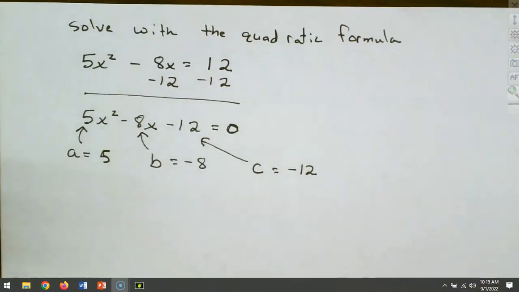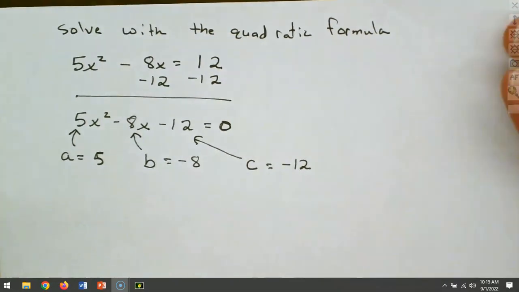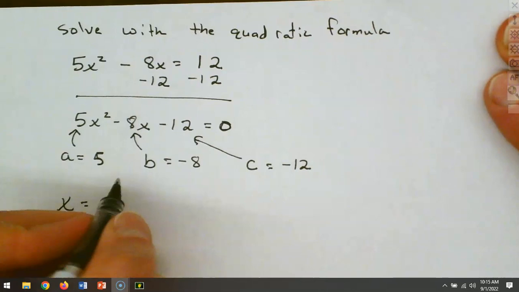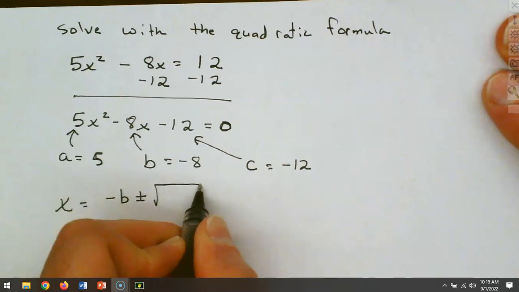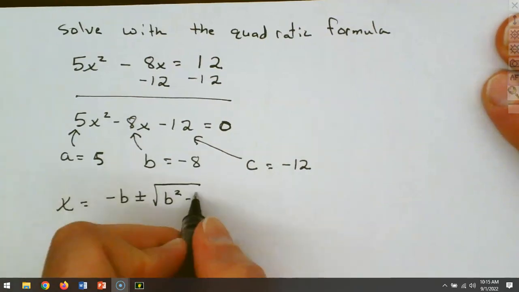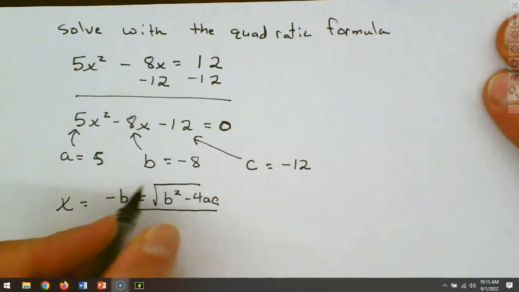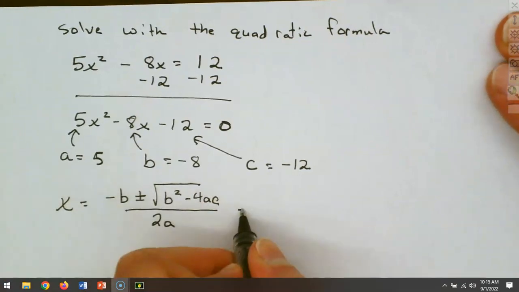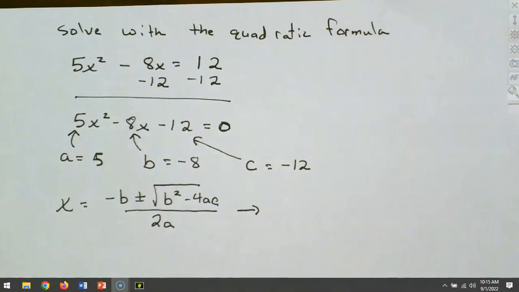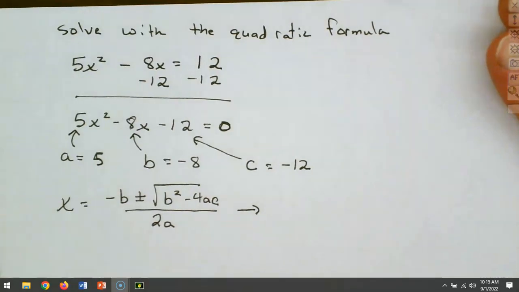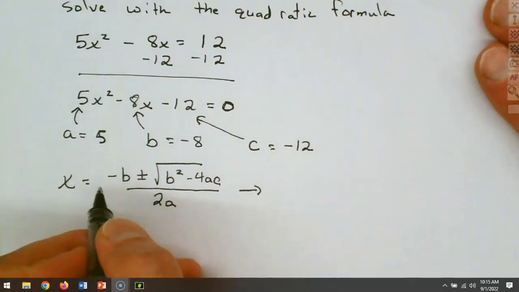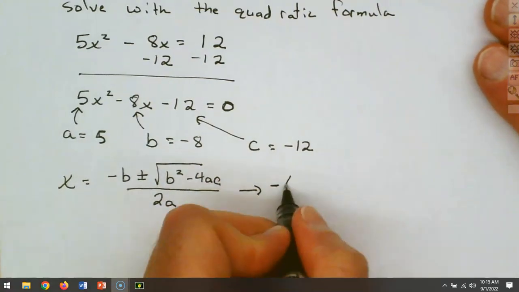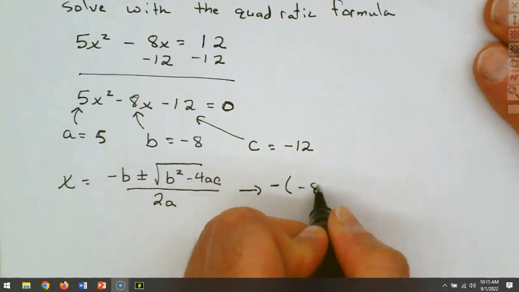So now that we have it labeled A, B, and C, I always like to rewrite the formula just for reference. So there's our formula. X equals minus B plus or minus the square root of B squared minus 4AC all over 2A. Now I plug in my numbers. Be careful with that B because you've got to change the sign on it. So when I rewrite this, always take your time and use the parentheses for that negative there. So we need a negative B, so that's a negative of a negative 8.